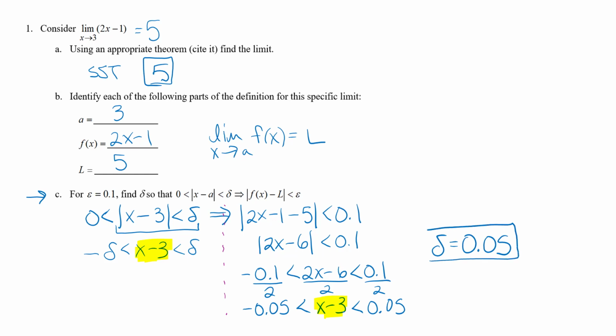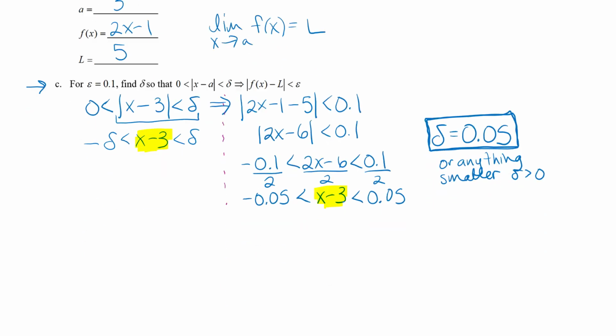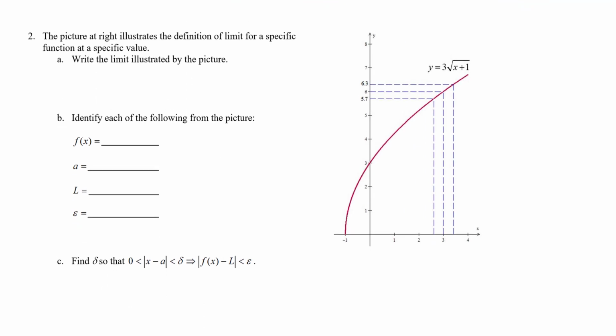Remember that you can always use a smaller value of delta, because a smaller value of delta would certainly trap those y coordinates in that same region as well. So this would be one value of delta, probably an answer given in your textbook or in your homework, but you could also use anything smaller as long as it's a positive number. Remember, your delta has to be greater than 0 though, so you wouldn't want to use 0 or a negative number.